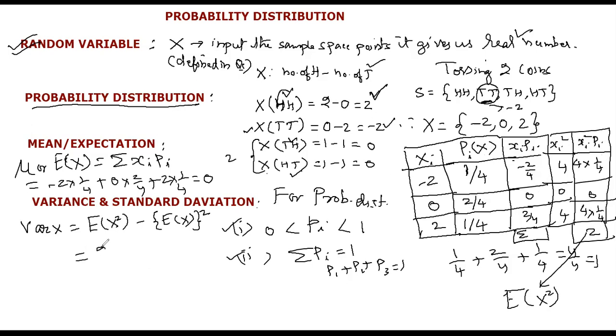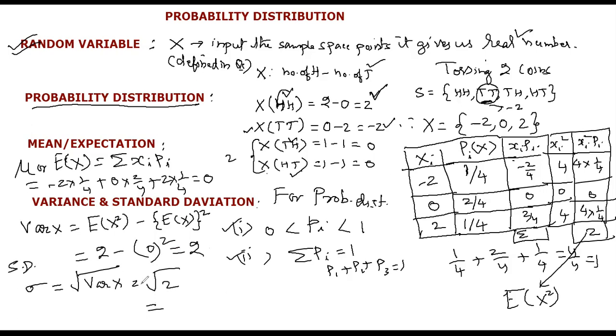So here if you put 2, 2 minus 0 whole square, the variance you are getting is 2. And what is standard deviation? If you remember, standard deviation is sigma, and standard deviation is the square root of variance. In 11th class we studied. So the standard deviation will be under root 2, SD is equal to under root 2, which is 1.414. This is all about the first part of the exercise: random variable, probability distribution, mean, expectation, variance, and standard deviation. Hope you understood.